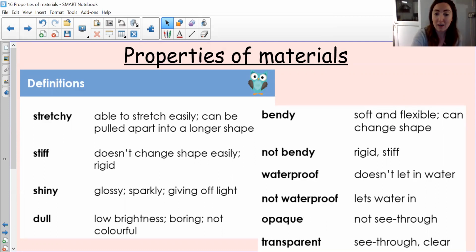I can see around it, but I can't see through it. And then transparent means see-through. So can you think of an example of something that is transparent? Okay, so you probably said windows. That's the most obvious answer, isn't it?